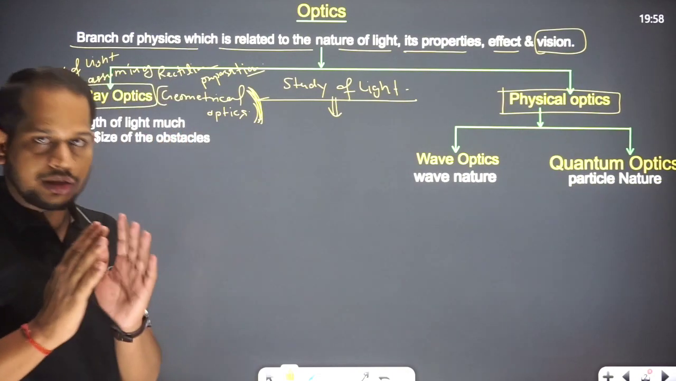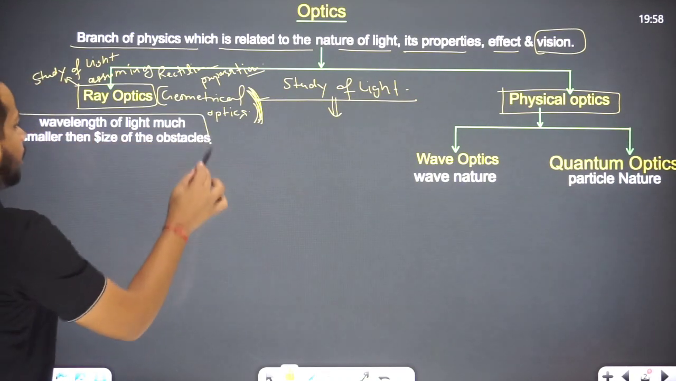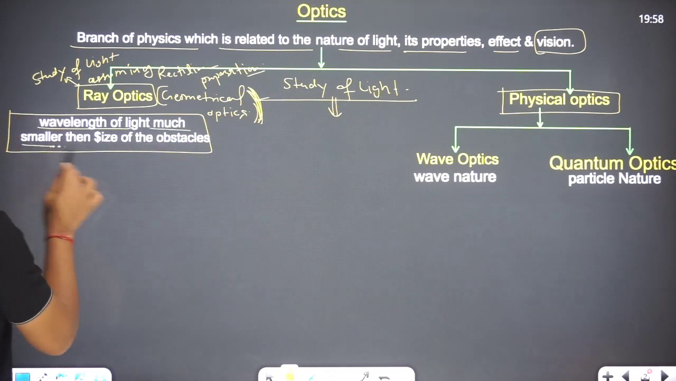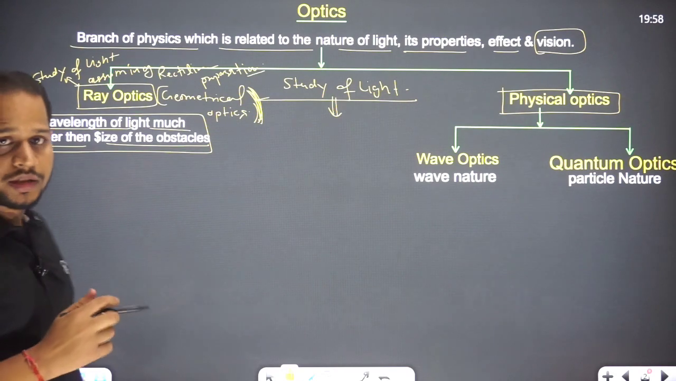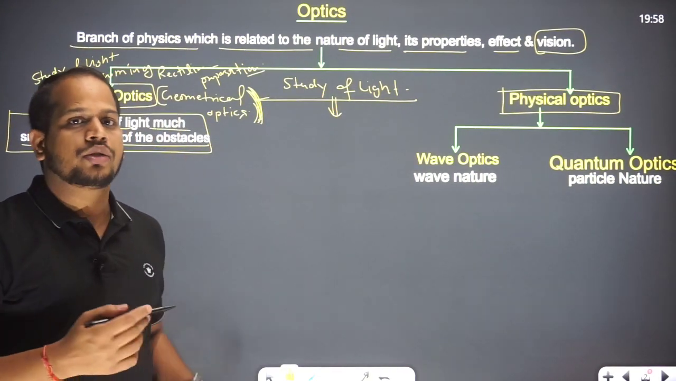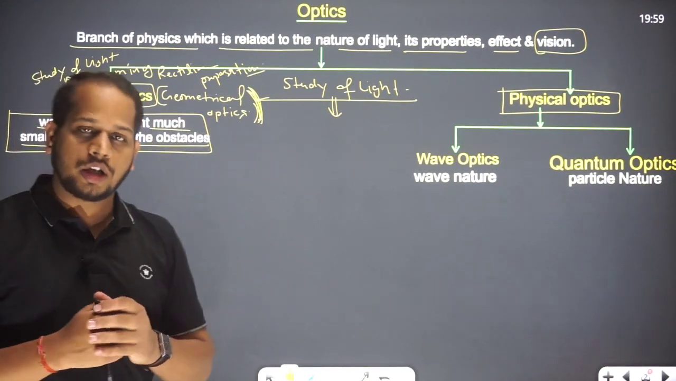And when we are seeing light travel in a straight line, there are certain things that we have to keep in mind. The wavelength of the light should be much smaller than the size of the obstacle. If the size of the obstacle is not large, then we cannot consider those things in ray optics, right?